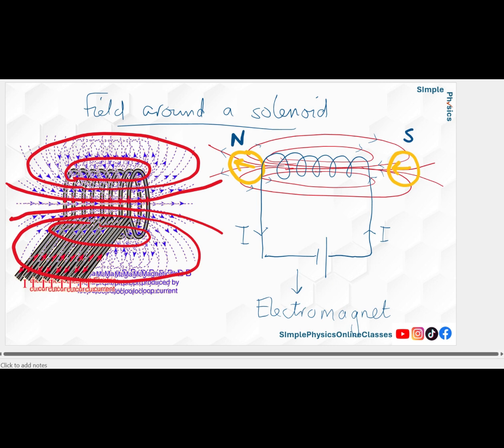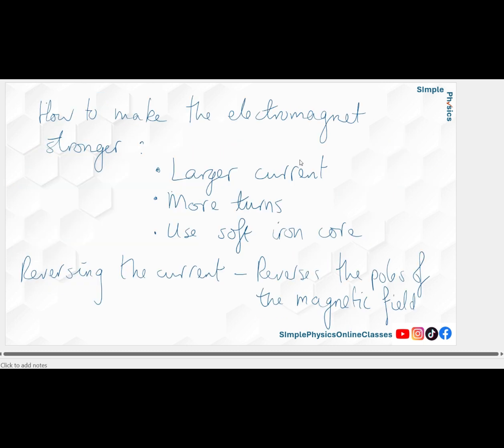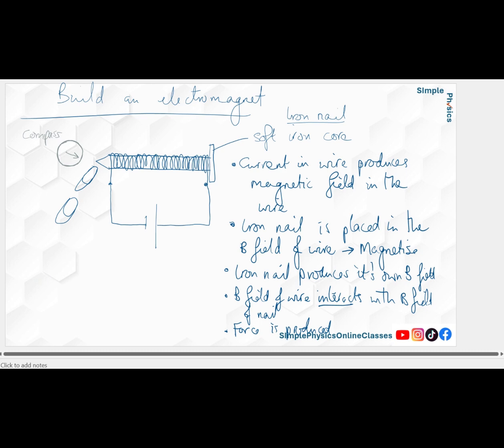Okay, so that's your basics about electromagnets. And the theory here: to make the electromagnet stronger, use a larger current, more turns, and a soft iron core. Reversing the current reverses the poles of the magnetic field only. Okay, so they could ask you, and you probably noticed when you did this experiment, build an electromagnet, when you switch it on and put your hand on the wire, the wire started vibrating, so there was a force. So what caused this force? What interaction has created this force?